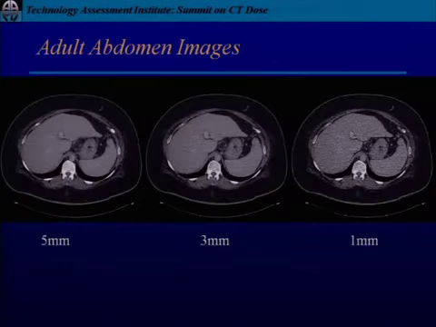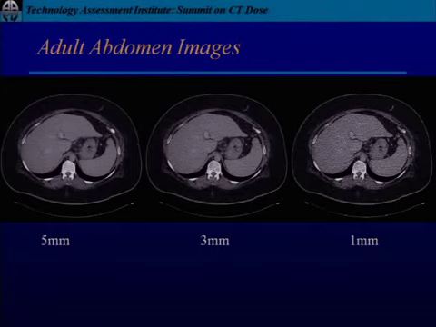Oh, in fact, here it is. Can we get the lights down even more? Maybe you can see this. I'm going to show you this a couple different ways. Here's an example of abdomen. This is similar to what Jim was showing, in that I reconstructed this data set with 5s, 3s, and 1s. And this is a non-contrast abdomen.